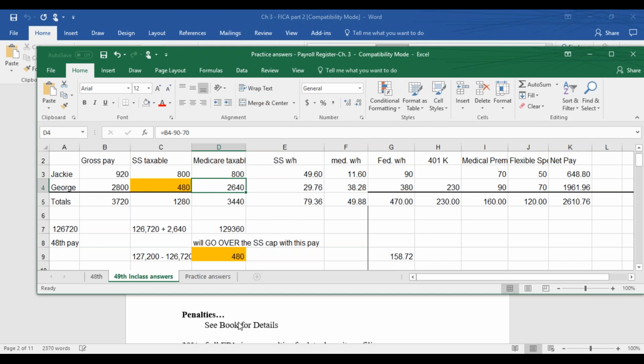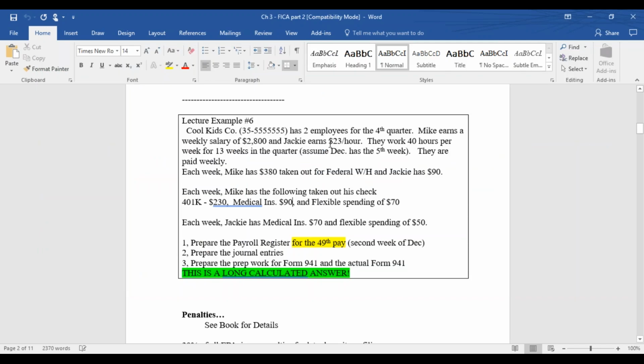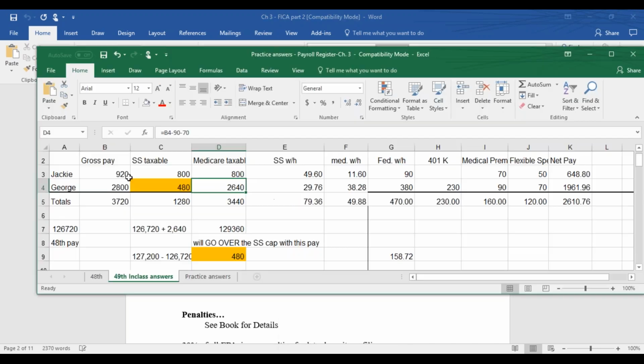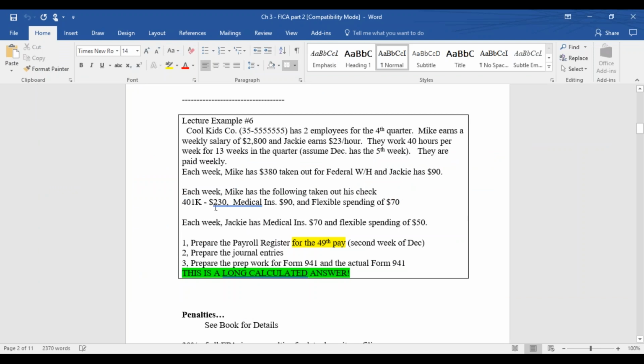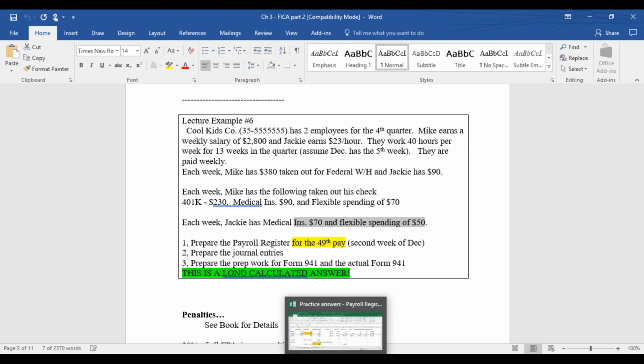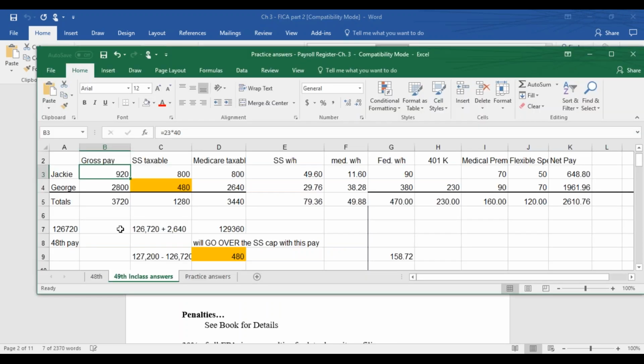Now, when we go back to Jackie, she earns $23 an hour times 40 hours a week. So in Excel, I would take 23 times 40 for her gross pay, and we'll get the $920. And then Jackie also has medical insurance of 70 and flexible spending of 50. Both of those are deductible for Medicare and for Social Security. So I can take off $120 from this 920, and that's where I get the 800.